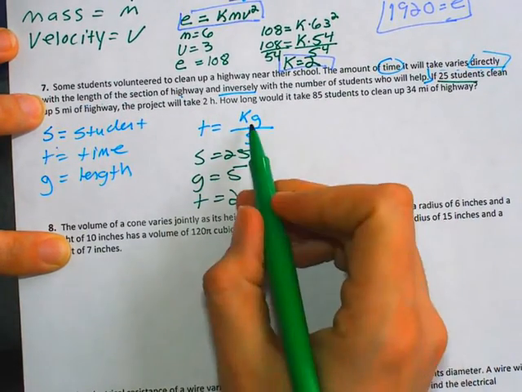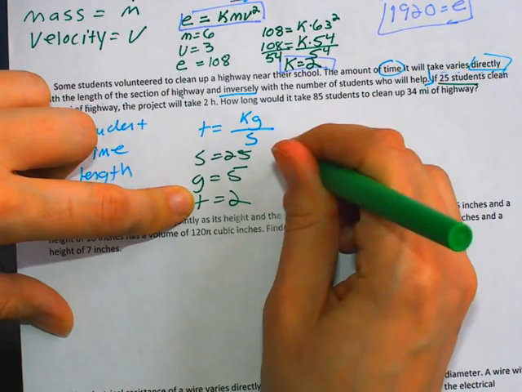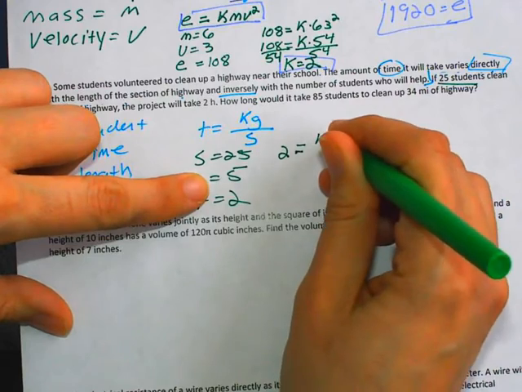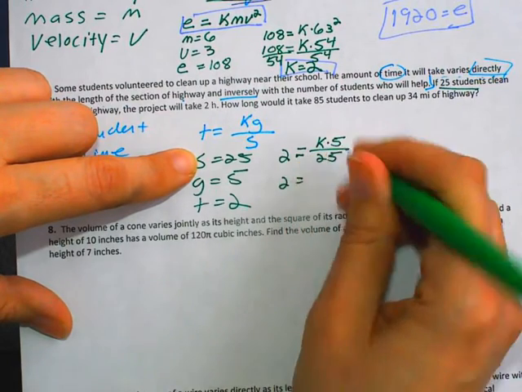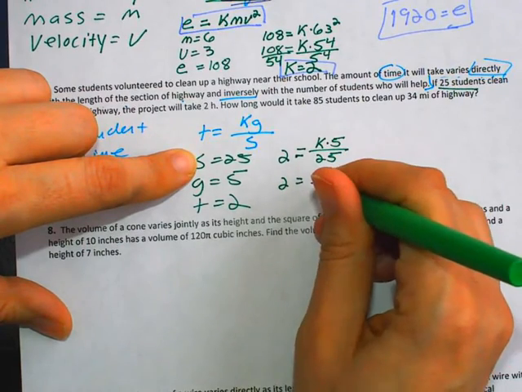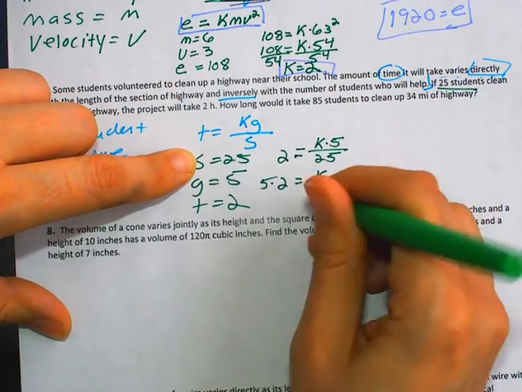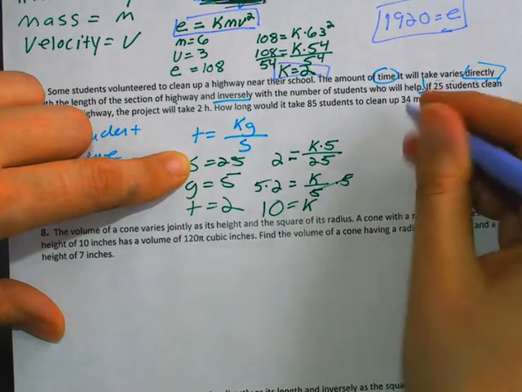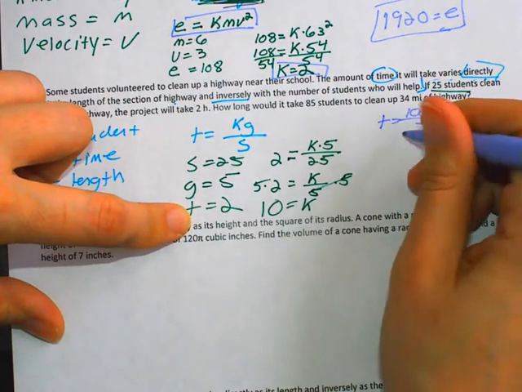All right, so remember for this step right here we're solving for K. So let's substitute in. We have 2, the time, equals K times the length, which is G, over the number of students, which is 25. So 2 equals K times 5 divided by 25, which reduces to K over 5. Times 5 on both sides, it goes away. K equals 10. All right, let's write our equation. T equals 10G over S.